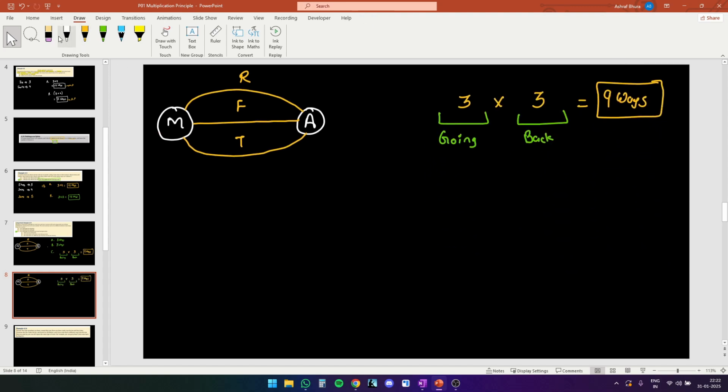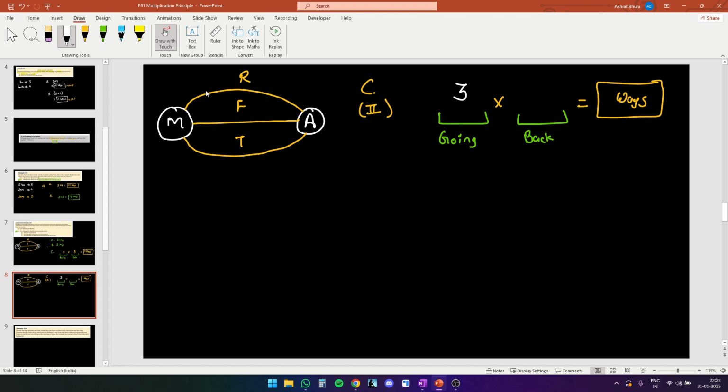So I need to take the same route while coming back as well. So this is C, second part. If I am going, I will be having 3 ways. So let's say I can go either by road, by ferry, or by train. So for going I will be having 3 number of ways.